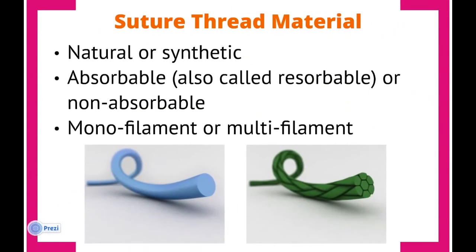The suture thread material can be natural or synthetic, absorbable, also known as resorbable, or non-absorbable, monofilament, or multifilament. The most common sutures in dentistry are coated Vicryl and Vicryl Rapide. Both are resorbable. However, coated Vicryl offers an effective wound support for 28 days with complete absorption at 56 to 70 days. Vicryl Rapide offers wound support for 10 days with total absorption by 42 days.